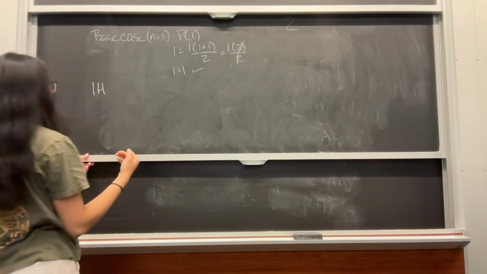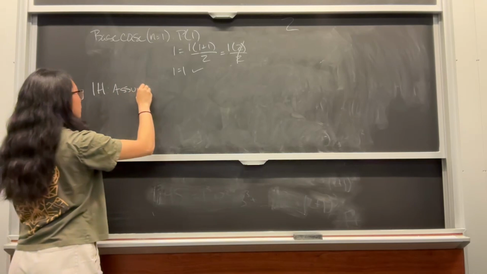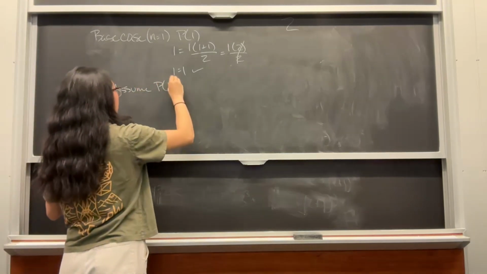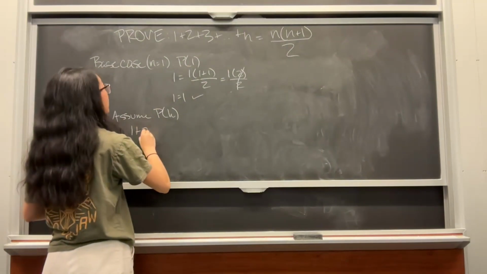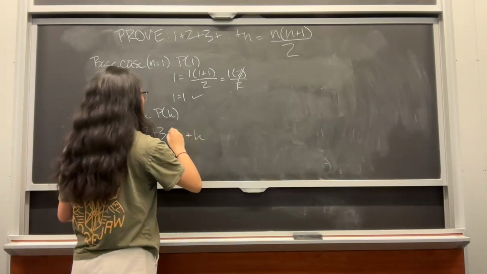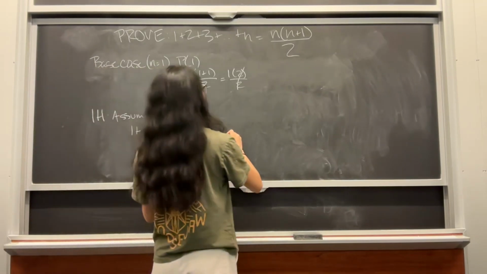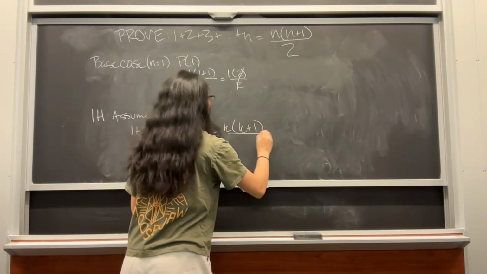And then we are going to do our inductive hypothesis next, where we will assume P(k). So all we're going to do is plug in k for every single value of n in our claim. So 1 plus 2 plus 3 plus all the way to k is equivalent to k times k plus 1 all over 2.